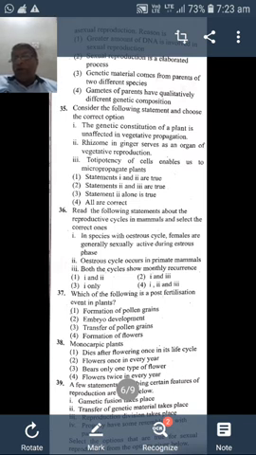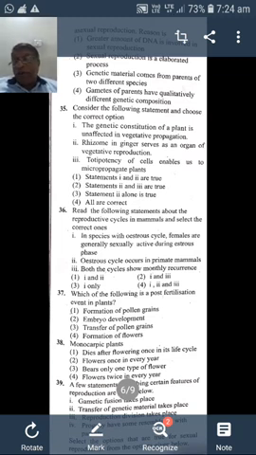Rhizome in ginger serves as an organ of vegetative reproduction. Totipotency of cells enable us to micropropagate the plants. Statement first and second correct. Statement second and third correct. Statement second alone is correct. All are correct. We examine carefully. So the answer is all of them are correct.